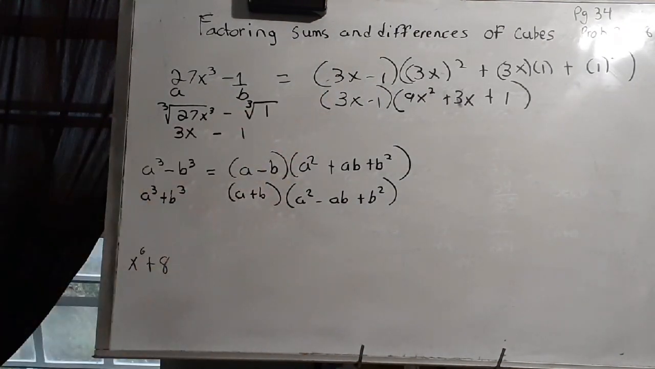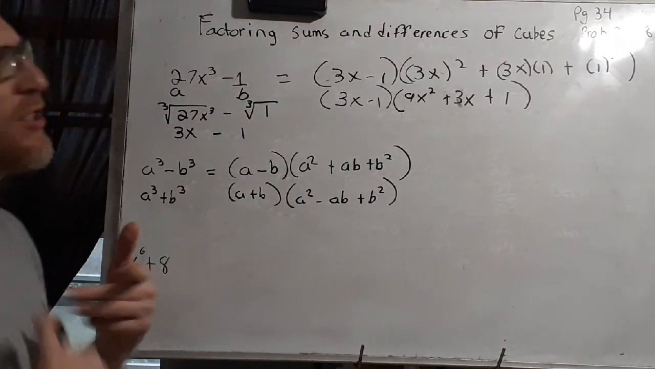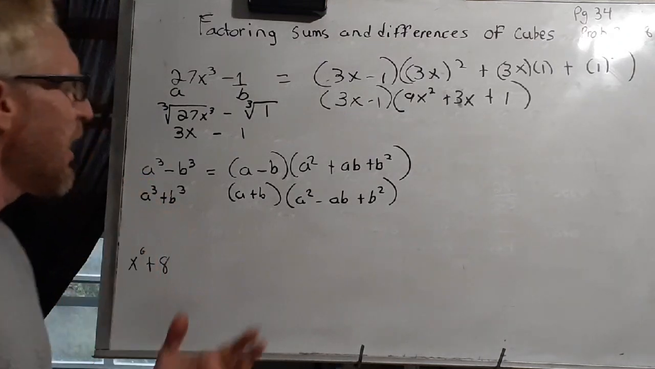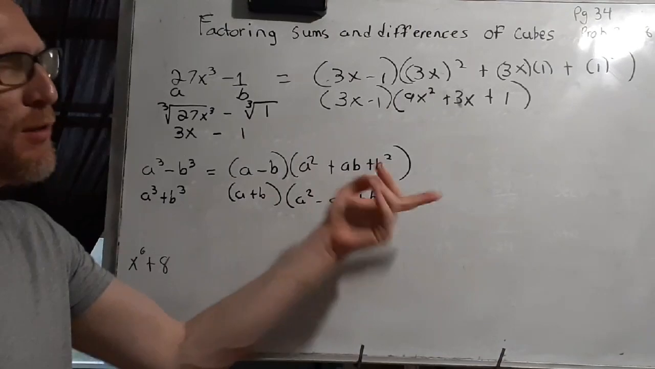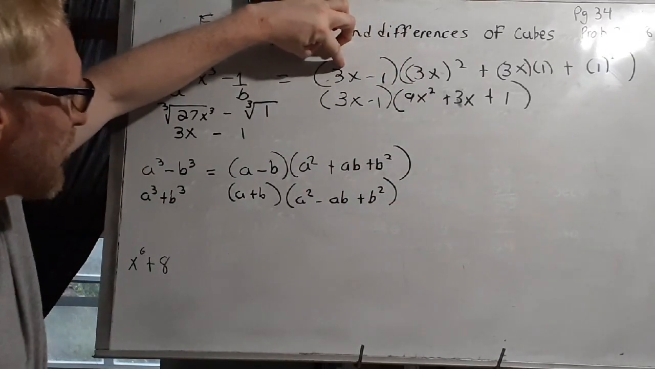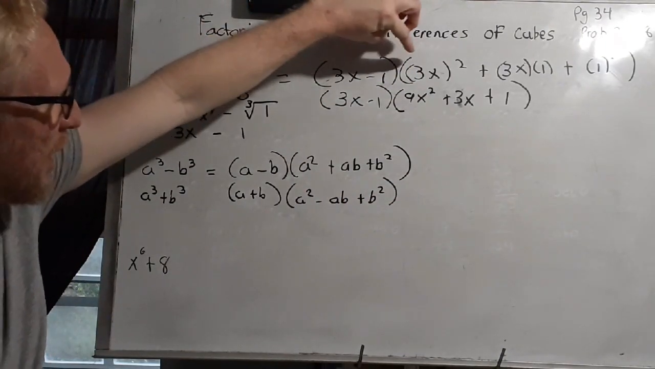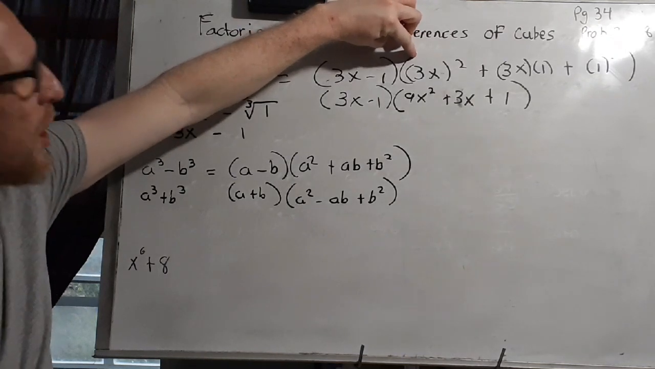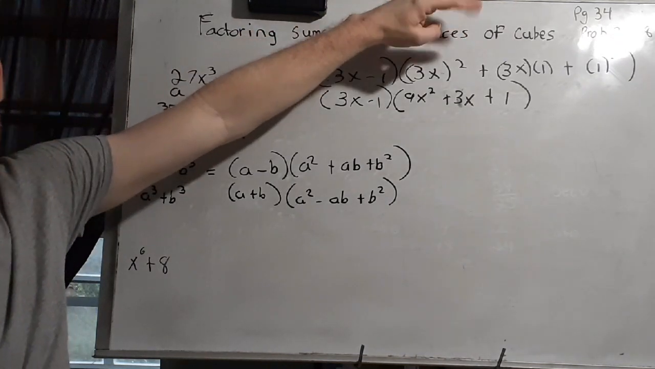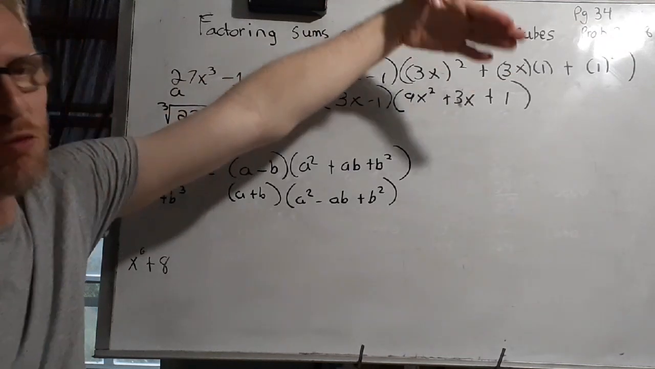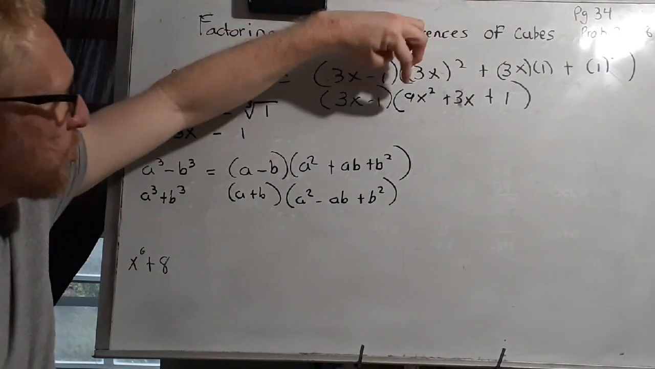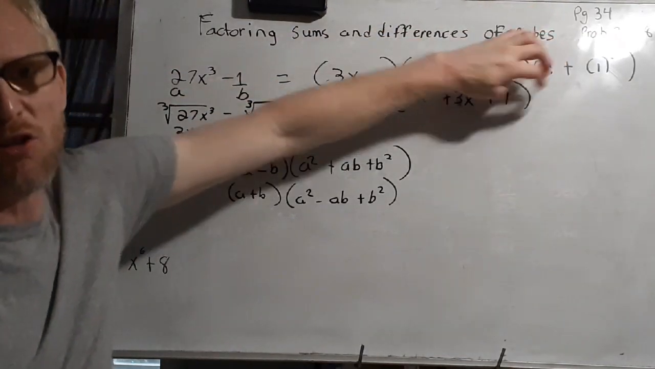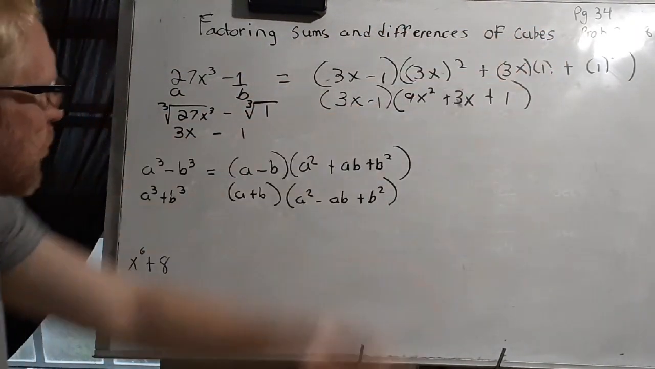So again, all I did was first I obtained the cube root of 27x cubed, which is 3x, and the cube root of 1, which is 1. I plugged them into the formula a minus b times a squared plus ab plus b squared, and a is 3x, b is 1, a squared is 3x squared, plus ab is 3x times 1, plus b squared, which is 1 squared, and then I just evaluate. So 3x to the power 2 is 9x squared, and 3x times 1 is 3x, and 1 times 1 is 1. So this is my final answer.